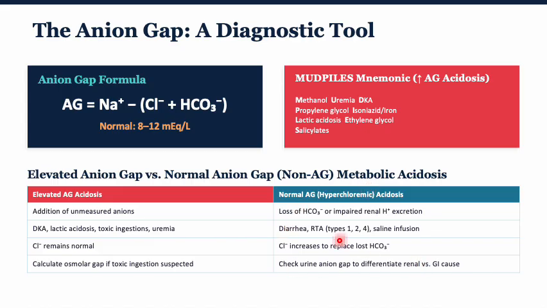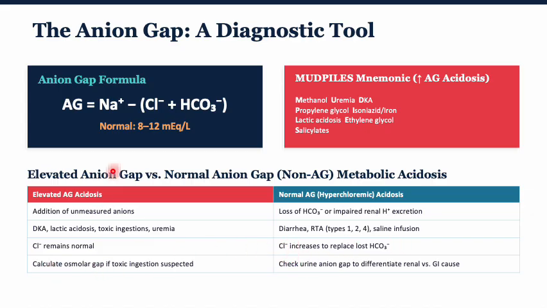anion gap acidosis can be loss of bicarb or impaired renal hydrogen excretion. This may be your clue that the patient may be having some renal disease. It can also be seen in diarrhea. Things that you will monitor: the chloride on the chemistry in an elevated anion gap acidosis is normal. Chloride on the chemistry in a normal anion gap acidosis can be increased.